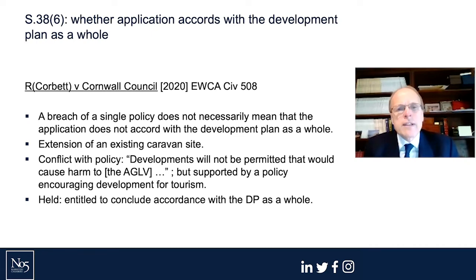Well, it was concerned with an extension of an existing caravan site, obviously very much something one would expect in Cornwall. But what is more interesting, perhaps, is that there was a conflict with that extension with policy, and the policy in the local plan said developments will not be permitted that would cause harm to what was an area of great landscape value. And in that case, the extension was going to cause some harm to the area of great landscape value. But also in the local plan, there were policies encouraging development for tourism.